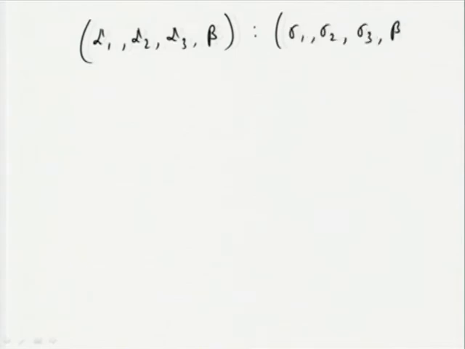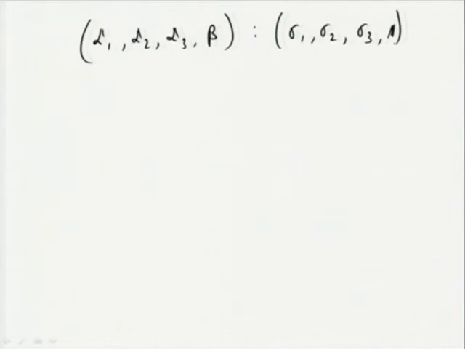This means that if we have to consider alpha 1, alpha 2, alpha 3 and beta, the Dirac matrices, in 2 by 2 matrix form, it is enough to actually consider sigma 1, sigma 2, sigma 3 and the unit matrix, because any other matrix you consider can be written in terms of these anyway.